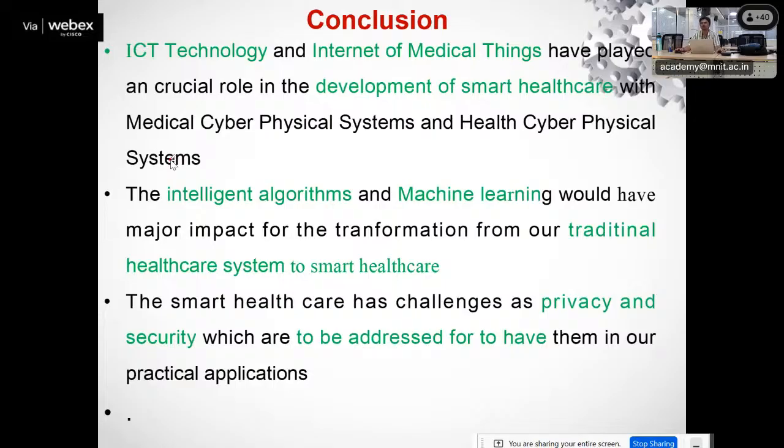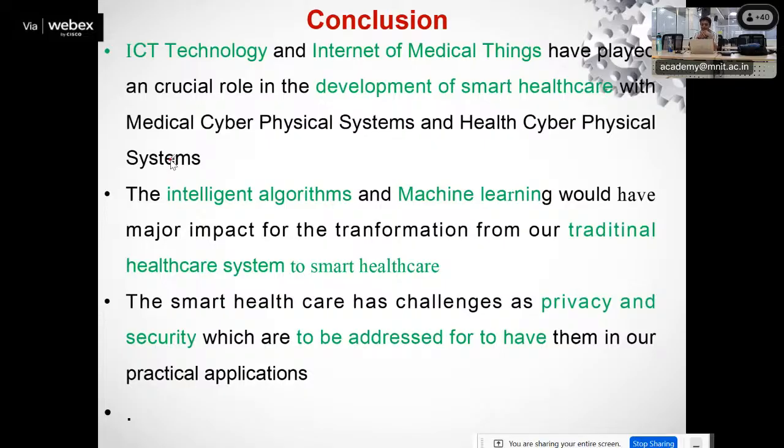So finally, ICT and IoMT have played a crucial role, along with AI, in the development of smart healthcare from traditional healthcare. Intelligent algorithms and machine learning would definitely transform lives, where decision making will be quicker. You can have a personalized medicine concept, through which you can diagnose disease in a better way, and even early diagnosis or prediction is possible for most diseases.